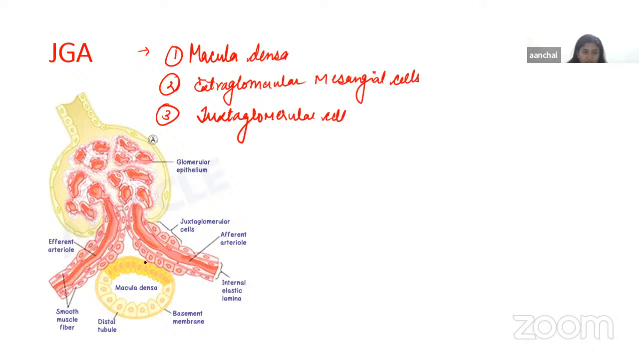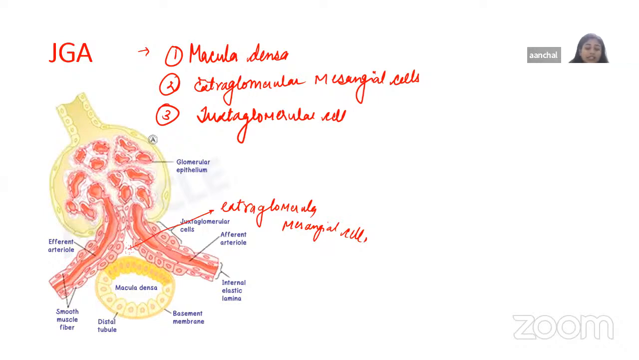As we can also locate these structures in the diagram, we can see the macula densa is present here in between the afferent and efferent arteriole. Then we have juxtaglomerular cells here. And the location of these extraglomerular mesangial cells is here. Now we're going to discuss these particular cells and structures. So first we're going to start with macula densa.